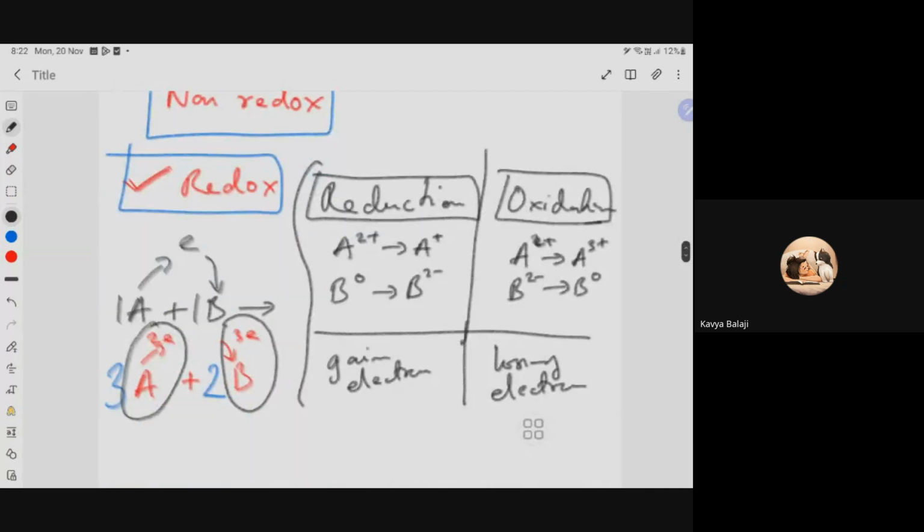If I know how many electrons A is losing and how many B is gaining, I could have also balanced the reaction, right? So it is pretty much the same thing. It is just what your mind feels easy to understand.